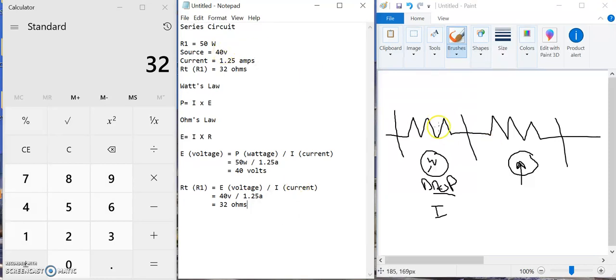I think I'm going to release another one of these for parallel. I'm going to look at how you could calculate out parallel circuits as well.